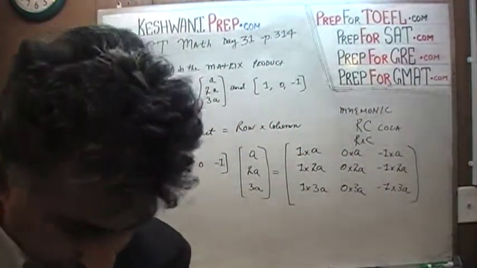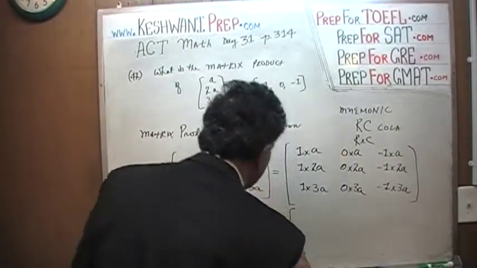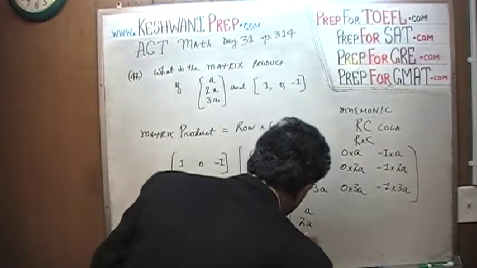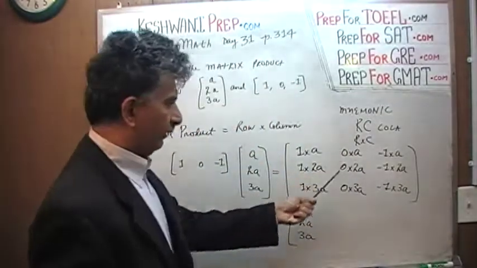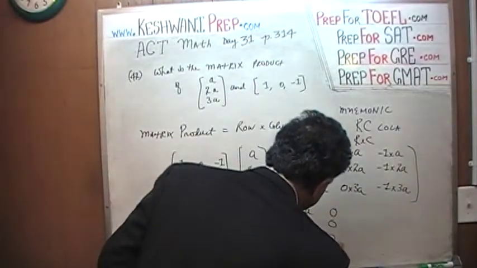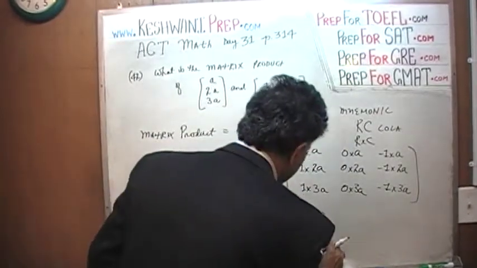When we simplify it, we find that it is equal to 1 times A is just A, 1 times 2A is 2A, then we have 3A. This entire column is 0 because 0 times anything is 0. So it's just 0. Well, let's line them up properly so we can see them nicely.